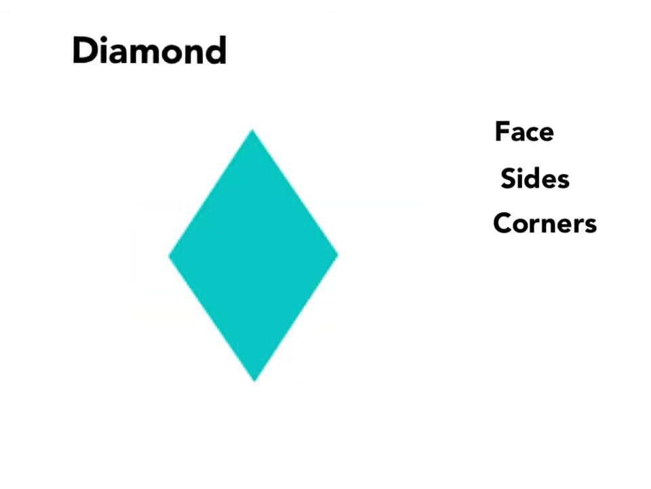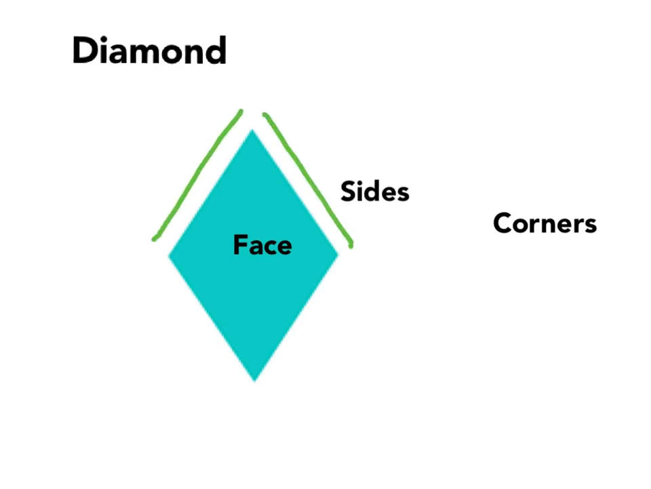Okay, here is the diamond. The diamond has one face. Now let's count the sides of the diamond. 1, 2, 3, 4 sides. And they're always straight sides, but not necessarily always the same length.